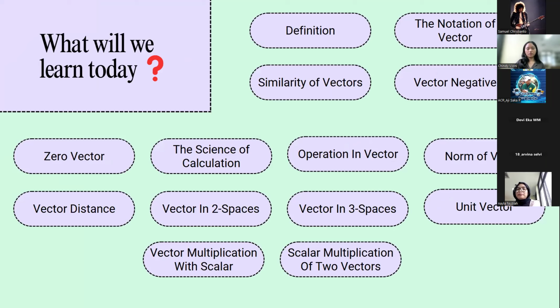So we have a few topics that we will learn today. Today we're going to learn about the definition of vector, the notation of vector, similarity of vector, negative vector, zero vector, the scalar of population, operation in vector, norm of vector, vector distance, vector in two spaces, vector in three spaces, unit vector, vector multiplication with scalar, and scalar multiplication of two vectors.